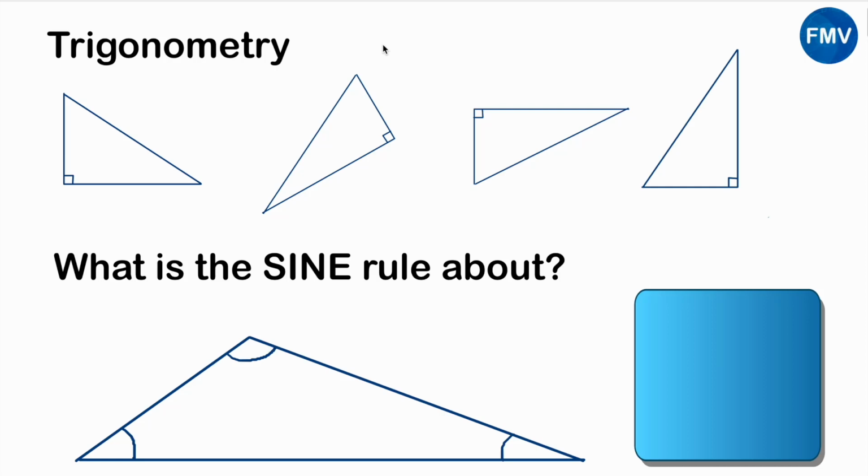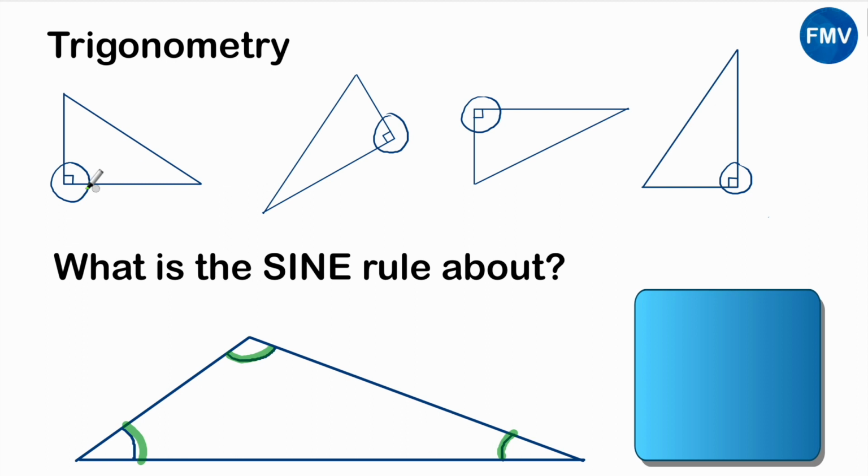So what's the sine rule about? Well, it's just another branch of trigonometry. Now, you've probably already covered basic trigonometry, where you can find missing lengths or missing sides in triangles that have a right angle. So the sine rule is about finding missing sides and missing angles in a triangle that doesn't have a right angle. It really is as simple as that.